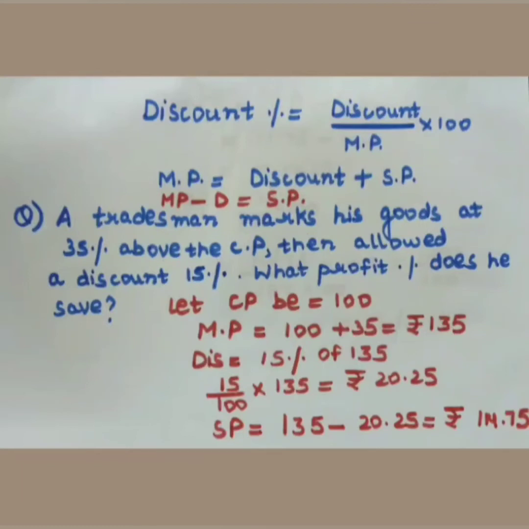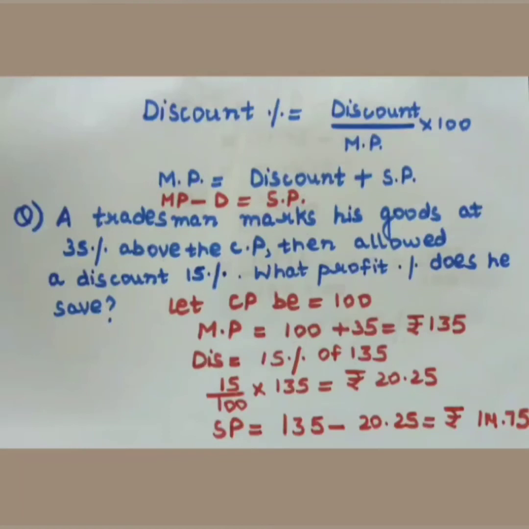Then further moving to the statement, they allowed a discount of 15%. 15% discount will be on their mark price. As we have already read in our points, discount is always calculated on the marked price. So 15 upon 100 into 135. After doing all the calculation, we are getting our discount in terms of rupees as rupees 20.25 paisa.